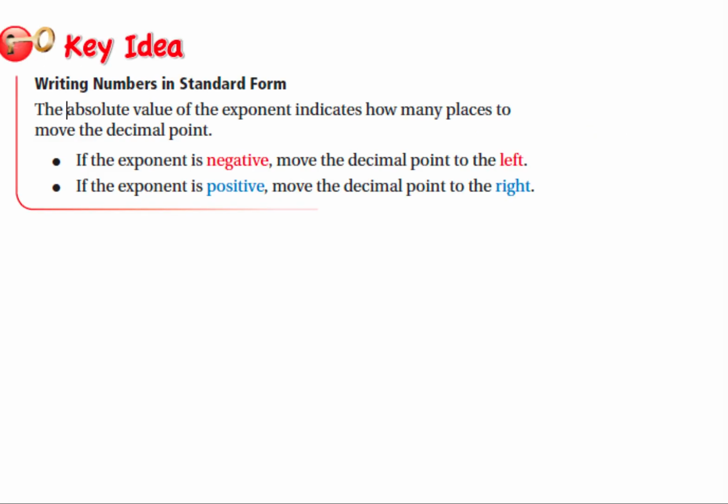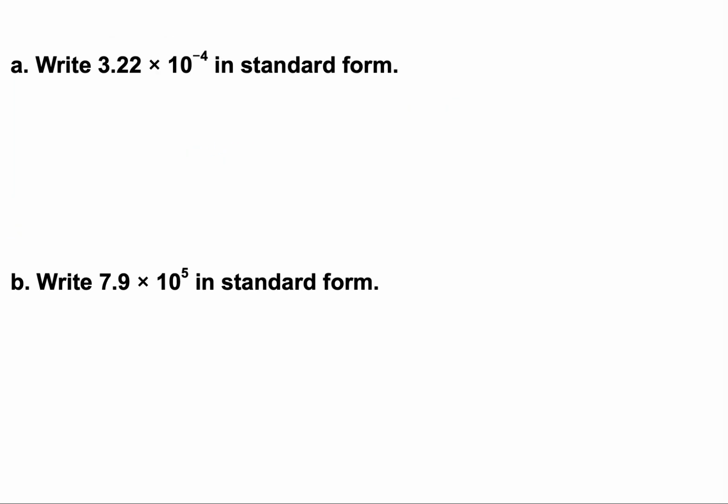All right, let's look at our next key idea: writing numbers in standard form. The absolute value of the exponent indicates how many places to move the decimal point. If the exponent is negative, you move the decimal point to the left. If the exponent is positive, you move the decimal point to the right.